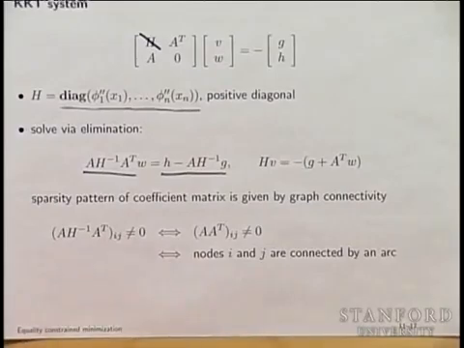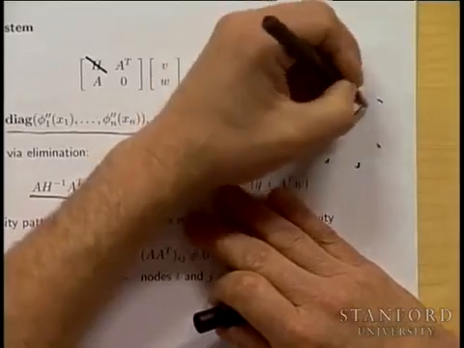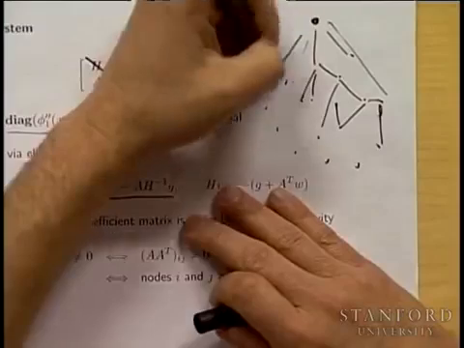Now let me ask you this. Let's have a single node that is connected to a huge number of others. What does that do to the sparsity pattern in A H inverse A transpose? Everybody see what I'm saying? In fact, let me draw my network. I have a network here, which is kind of sparse. Everybody is connected to just a few others. But I've got some supernode here, and it's connected to a whole bunch of them.